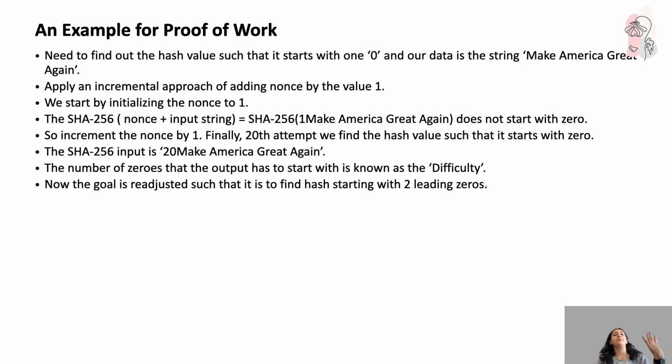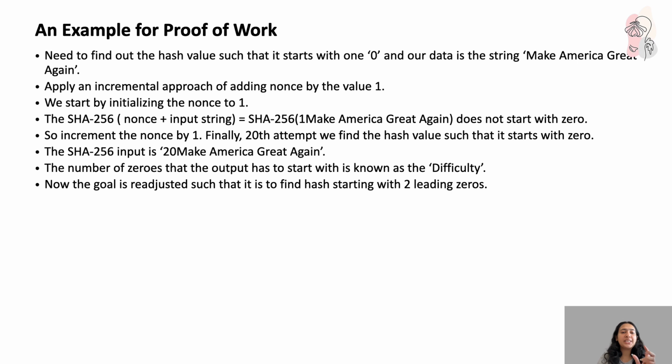So what does the example say? The first thing is you need to find a hash value such that it starts with 0, and this is our target space. And what is the data given to us? The data given to us is "make America great again". Okay. So what is our approach in finding the nonce? We start with the value 1 and then just keep on incrementing it one by one to get the hash value that starts with a 0, right?